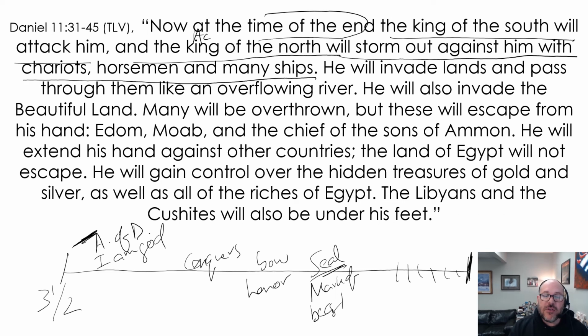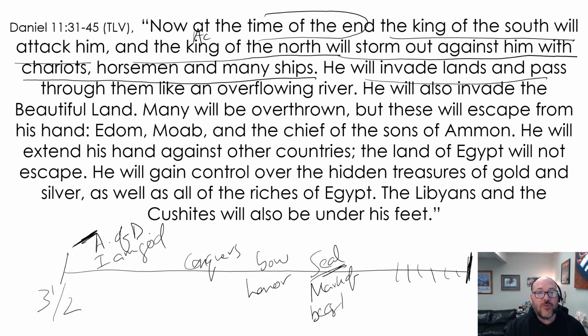So think of it in modern terms. It would be with tanks, aircraft, drones, missiles, whatever. He is going to come out against the land of the king of the south. He will invade lands and pass through them like an overflowing river. Think of a river that's overflowing, it just encompasses the land on the banks as far as it wants to go. You can't stop it. Well, that's what the Antichrist is going to be like.